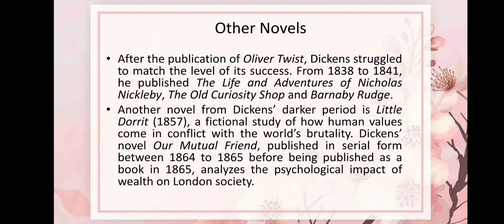Now, among the other novels that he published, we notice that soon after the publication of Oliver Twist, Dickens struggled to match the level of its success, and he published several novels like The Life and Adventures of Nicholas Nickleby, The Old Curiosity Shop, and Barnaby Rudge. Another novel, Little Dorrit, a fictional study of how human values come into conflict with the world's brutality, belonged to the darker period of his writing. His novel Our Mutual Friend, published in serialized form, analyzes the psychological impact of wealth on London society.